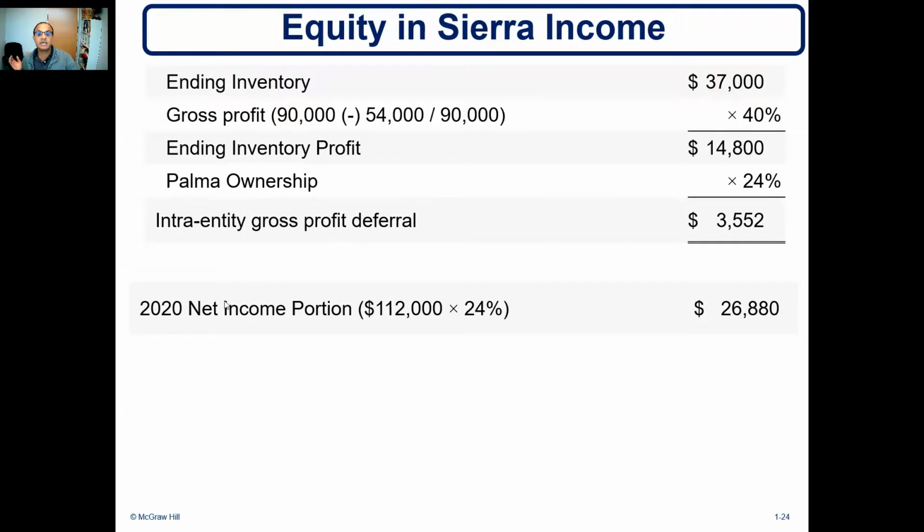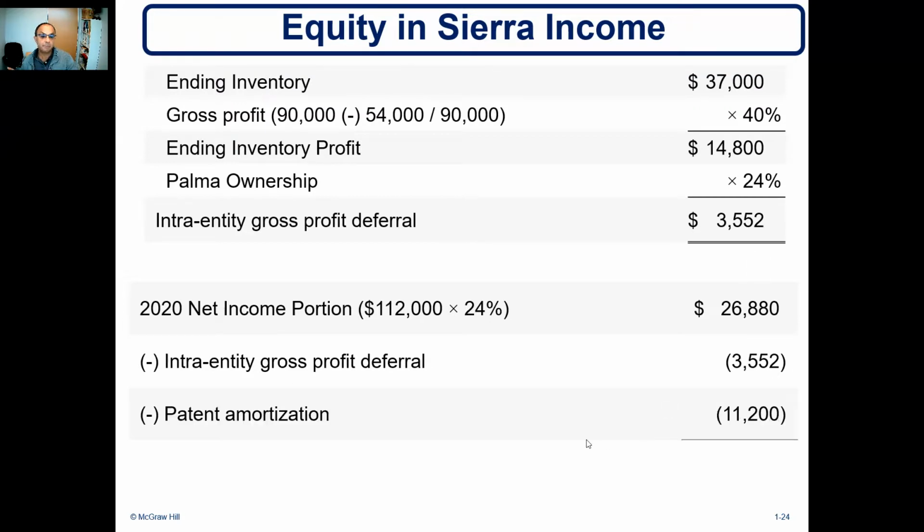calculation. Then the net income of the Sierra company, 112 by ownership, 24%. The dividend, the difference here, 3,552, and the patent amortization, 11,200. We get the equity in Sierra, 12,120. So this in brief tells you how to make the journal entries for corporation, either under fair value or under equity method. Remember how to do the journal entries and how to make the calculation.